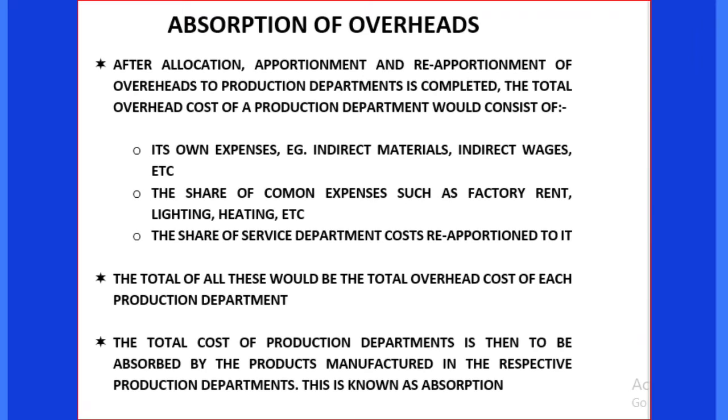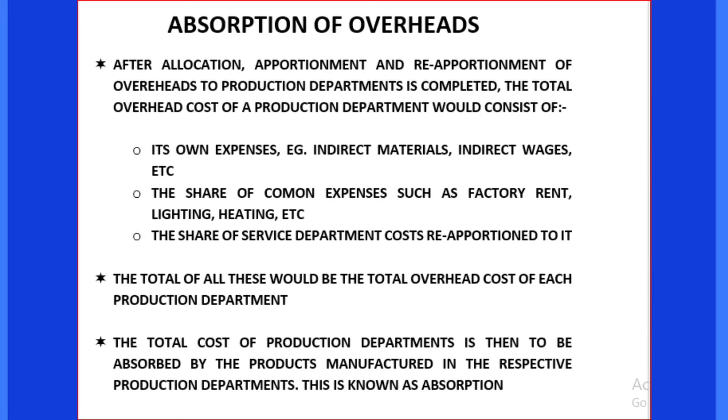So here I have explained this a little more in detail. Let's read it. After allocation, which is the direct charging of expense to the various departments. So direct cost is given to each of the departments. That's called allocation, or you can call it even primary distribution. And after allocation, apportionment and reapportionment of overheads to production departments is completed, the total overhead cost of a production department would consist of its own expenses such as indirect materials, indirect wages, and so on.